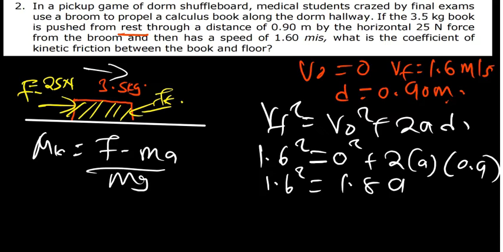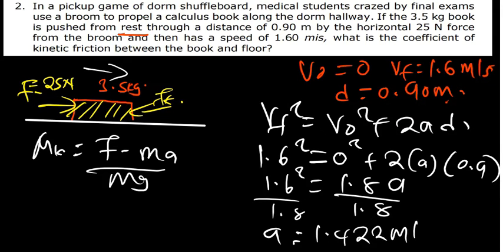We divide by 1.8, even here by 1.8. We can see that acceleration is going to be 1.6 squared divided by 1.8. So I'm getting my acceleration as 1.422 meters per second squared. Now that we have our acceleration, let's plug in the values in this formula.